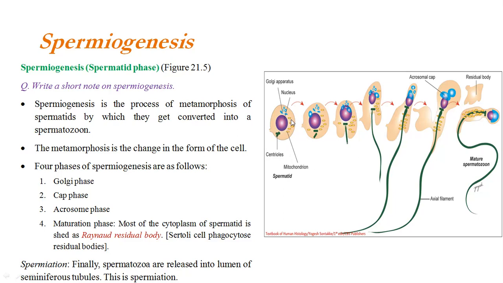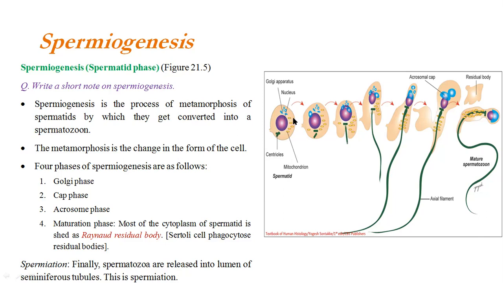Most of the cytoplasm of the spermatid is shed as Regaud's residual body. You can see here, most of the cytoplasm is shed in this way, which is Regaud's residual body. The Sertoli cell is going to phagocytose these residual bodies. So in spermiation, finally, spermatozoa are released into the lumen of the seminiferous tubules. This is spermiation. So you are finding the gradual change of the spermatid into mature sperm, which is spermiogenesis.